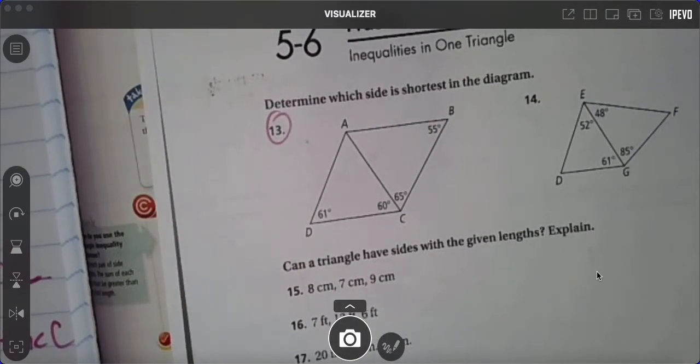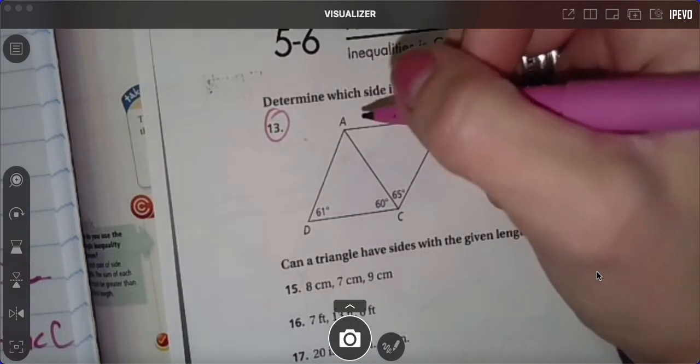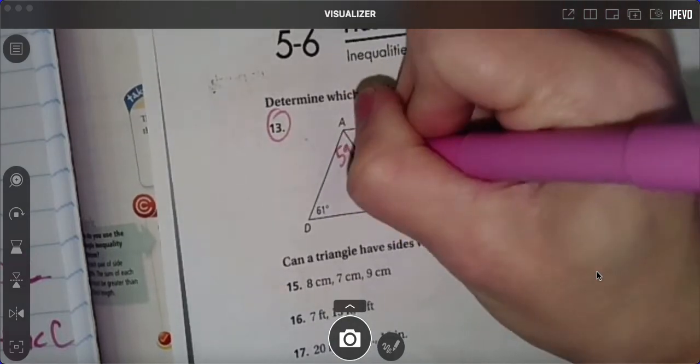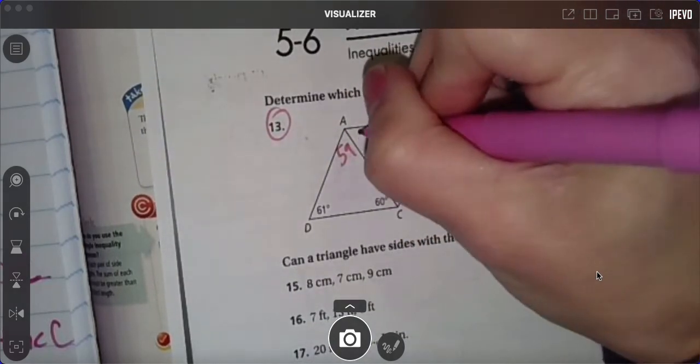You would need to know what's missing, right? And you have those 2 triangles. You can find the missing angles. What did y'all find for them? 59. This one's 59, and the other one is 60.